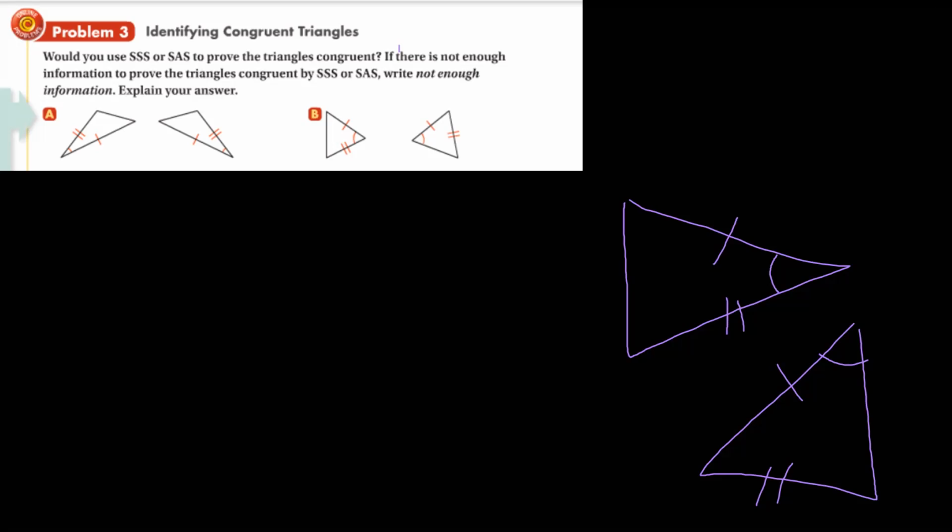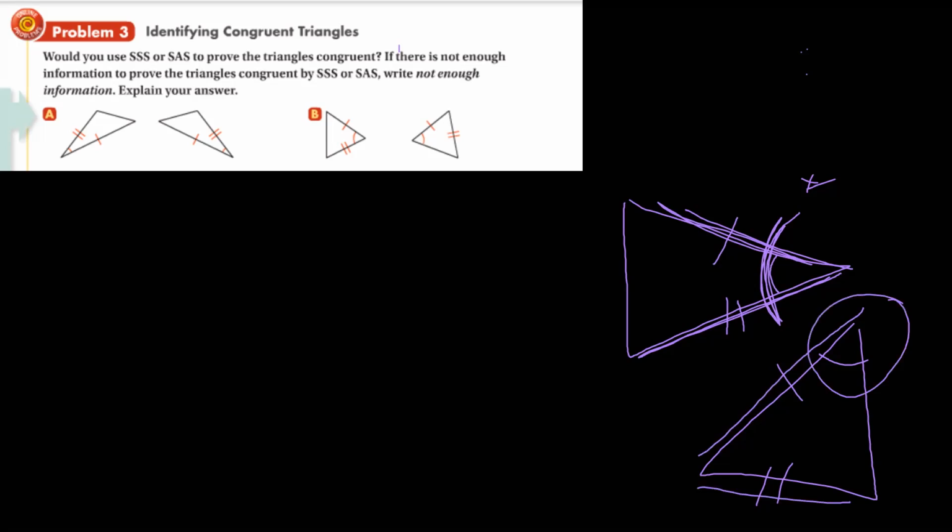Look at the first triangle here. I have this side and this side, and I have the included angle between them. But if you look at the second one, I have a side and another side, but this angle is not an included angle. So I cannot use SAS. Is it clear?